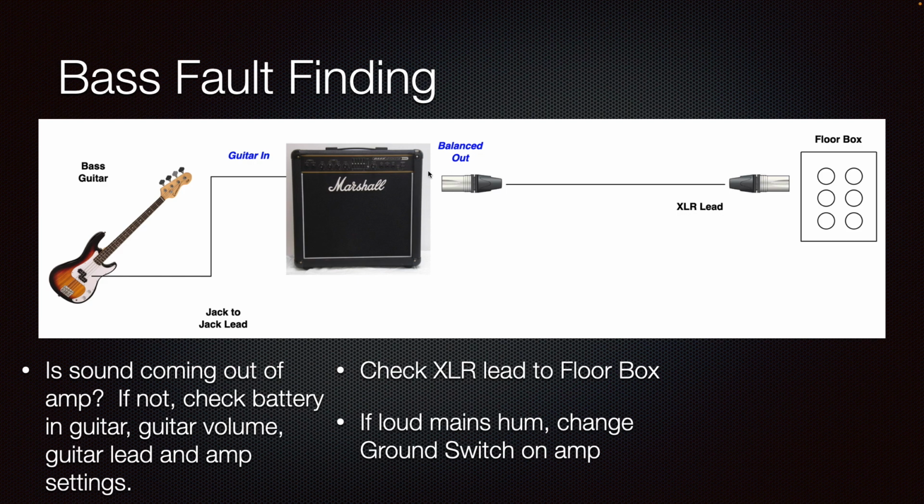This one has a balanced out on the Marshall amp that we used, so we don't need an extra DI box. So again, is there sound coming out of the amp? There might be a battery in the guitar. Not always, but sometimes. Check the volumes and the lead and the amp settings are all correct. Obviously check the leads as well. And there is also a ground switch on that amp, which you can use if you get hum on it. So that's the bass, very similar to a guitar.